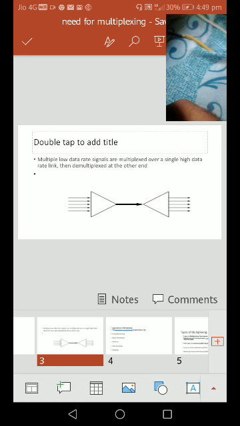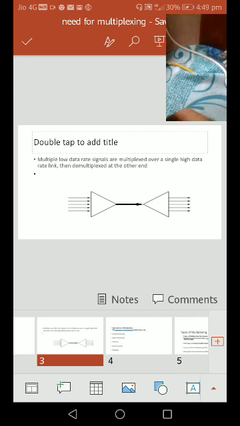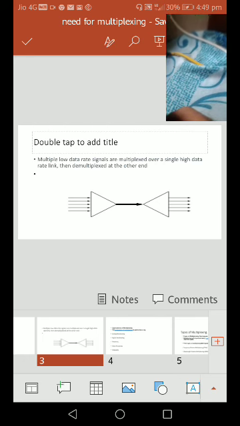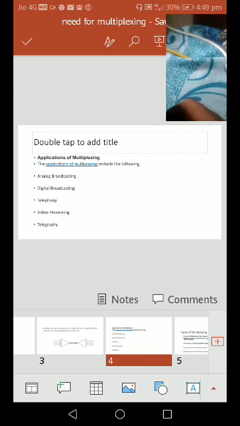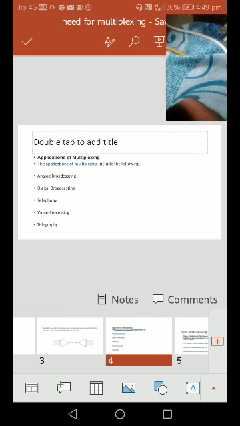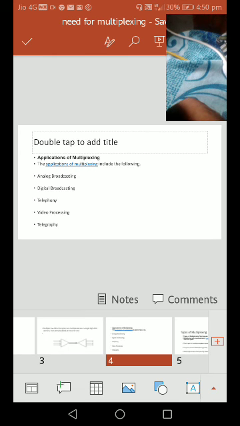It is mostly needed in our telecommunication systems: telephony systems, many cables and analog signal broadcasting, satellite communications, submarine cables and digital broadcasting, video conferences, telegraph, and military and security purposes. These are the main places where we multiplex.